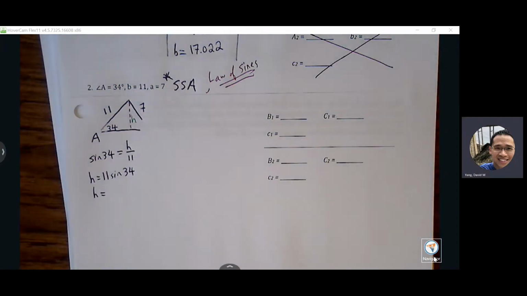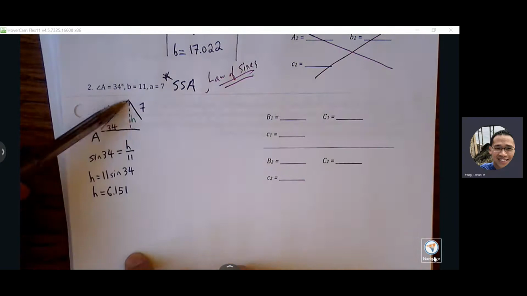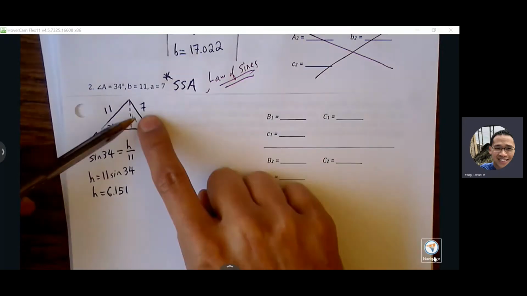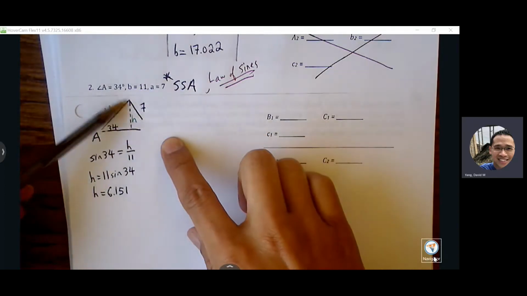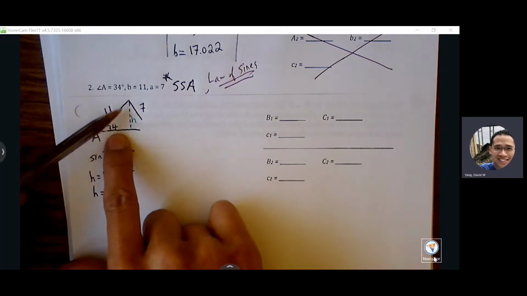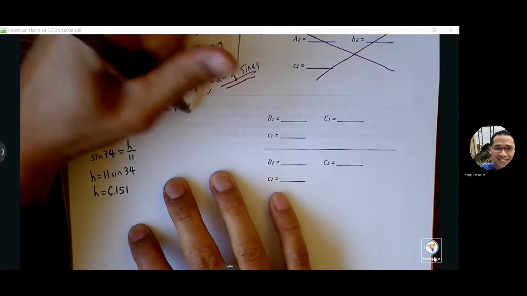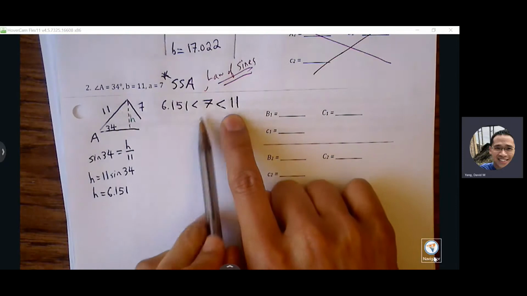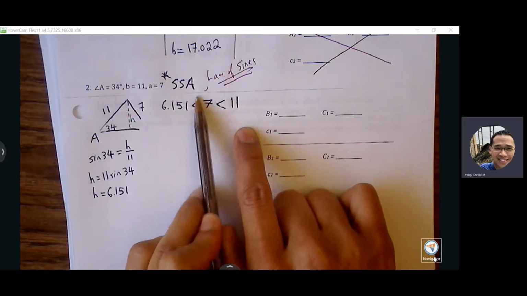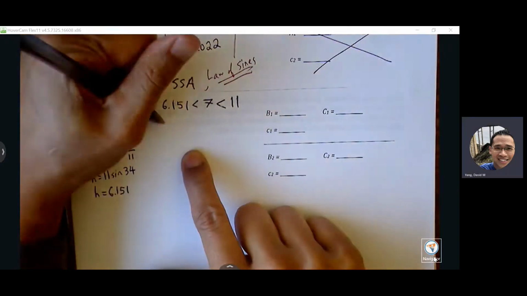h equals 6.151, and this is 7. 7 is longer than 6.151, but it's less than 11, so not only can it sit here, but it could also sneak inside here and create a second triangle. Everybody see that? You don't have to write this down, but I just want to convince you that this is how we determine whether we have 0, 1, or 2 triangles. Everybody okay so far? So we know there's 2 triangles here.